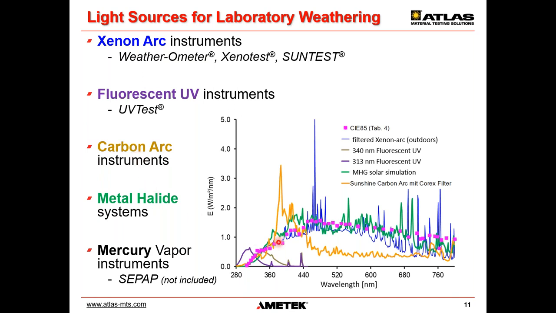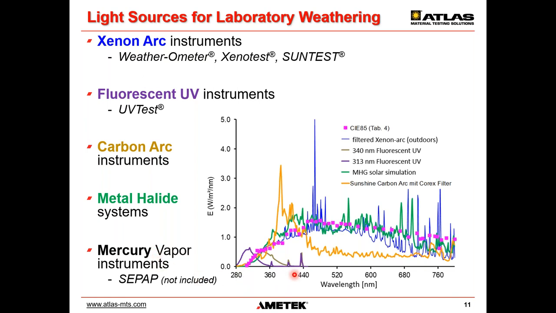Carbon arc has some very overshooting peaks in the long wave UV, and it also exceeds in the short wavelength typically. And metal halide, the green curve, is also quite close, but it has less stable UV control compared to xenon. And mercury vapor lamps are used in the CPAP. They have distinct curves.